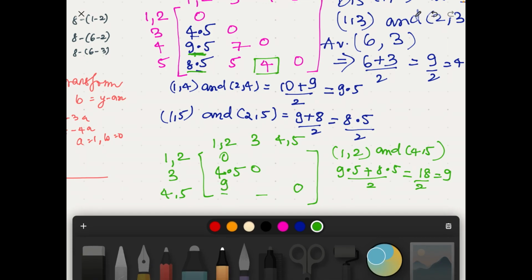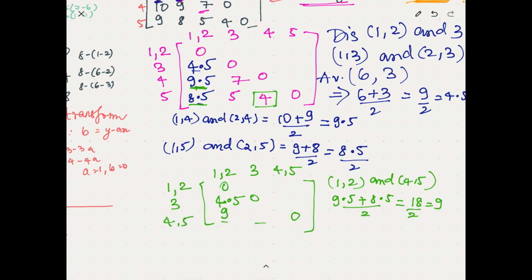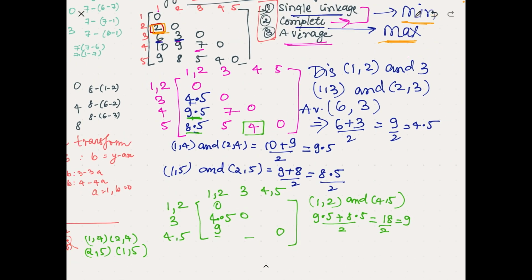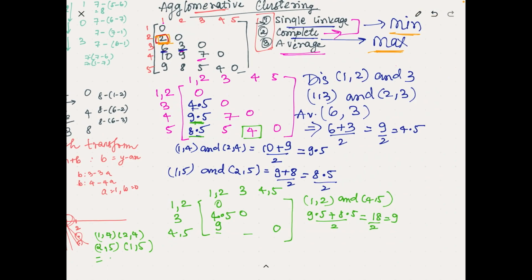Now you could have also taken these values. You could have done 1, 4, 2, 4, 2, 5, 1, 5, and found the average of it. That would give the same result. Let me show it to you. That would be 10 plus 9 plus 9 plus 8, and you would be dividing it by 4. 9 plus 9 is 18, 18 plus 18 is going to give you a 36. So 36 by 4 gives you 9. That is the same value as this. So we are done with one value.